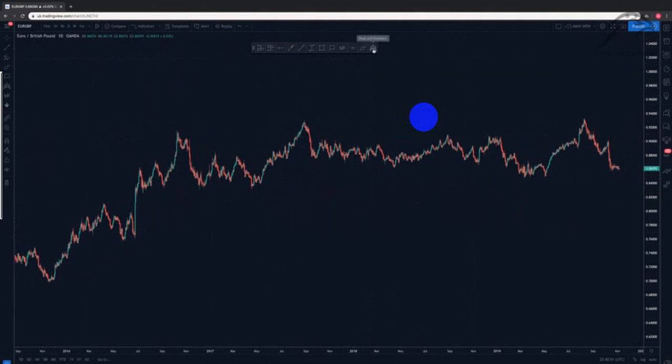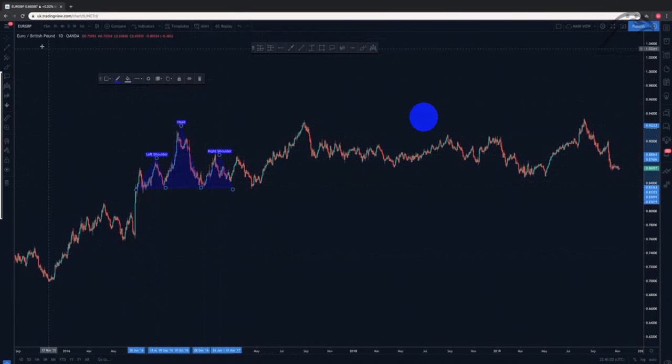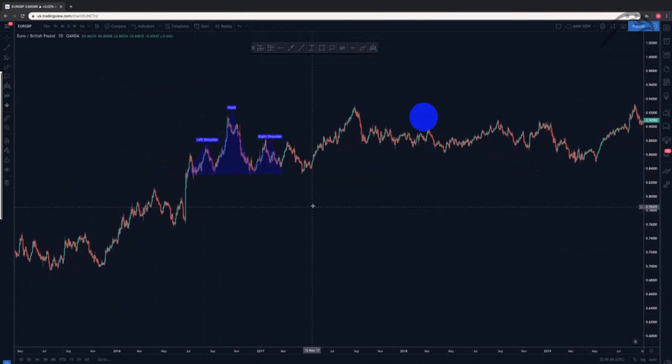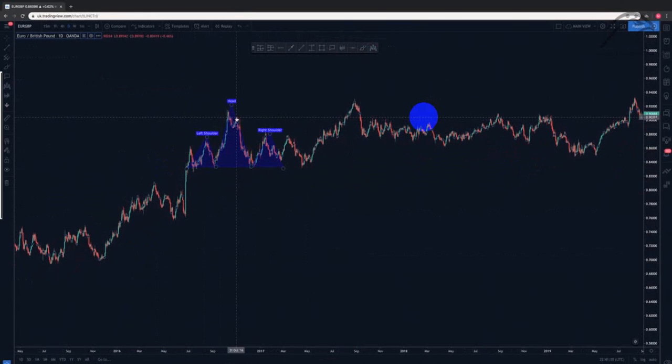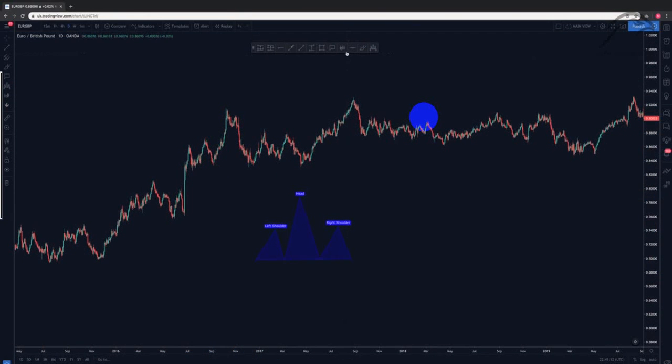So essentially, what is a head and shoulders? Well, I'll just point out a very brief one. You have the left shoulder here, you have the head, and then you have the right shoulder. You'll see this on higher degrees, lower degrees, but it's important to not get too caught up in it. Why? Because you'll ignore key signs within the markets. What you'll do is you'll see the head and shoulders pattern, but you won't see what else there is.